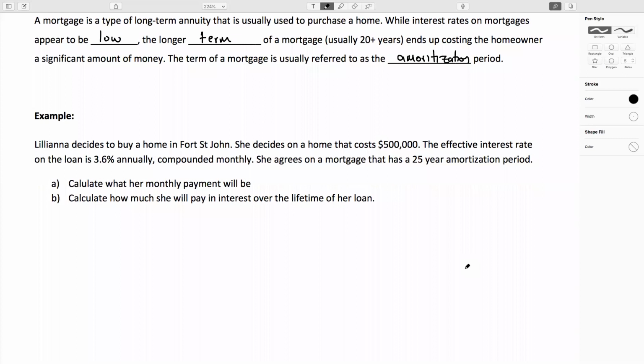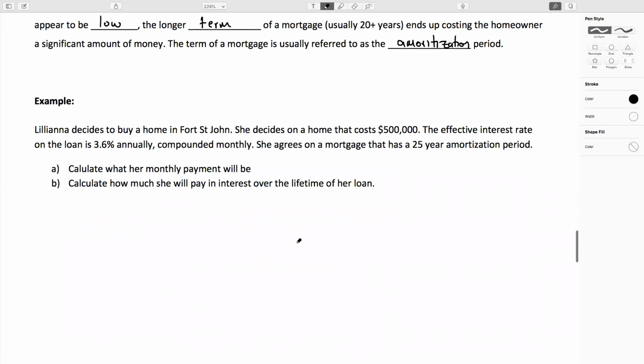All right, so Lynn Leander decides to buy a home in Fort St. John. She decides on a home that costs $500 grand. I don't think you want to do this for your first home unless you've got a fairly high income. We'll see what her payments are in a second. The effective interest rate on the loan is 3.6% annually, compounded monthly. She agrees on a mortgage that has a 25-year amortization period. A, calculate what her monthly payment will be. B, calculate how much she pays in interest.